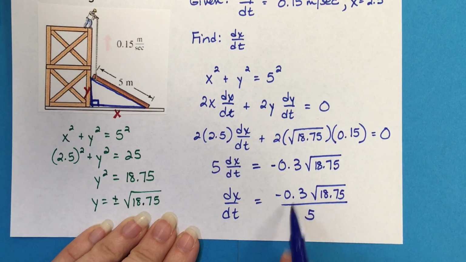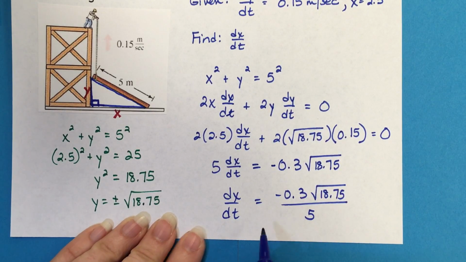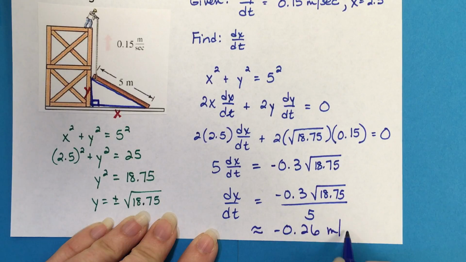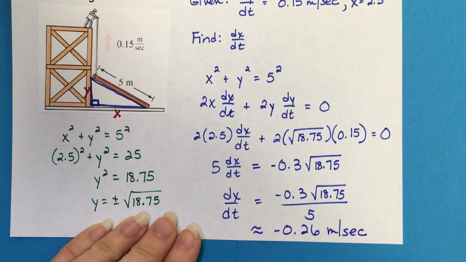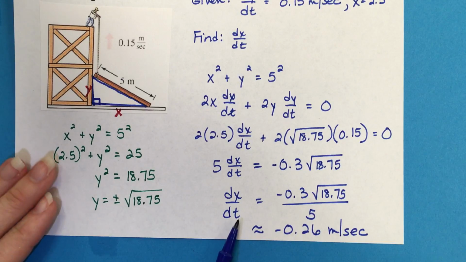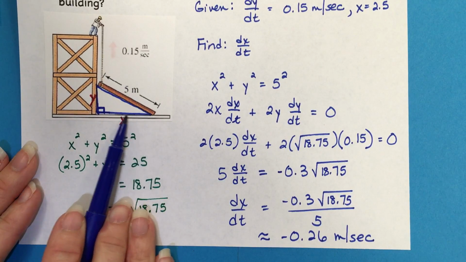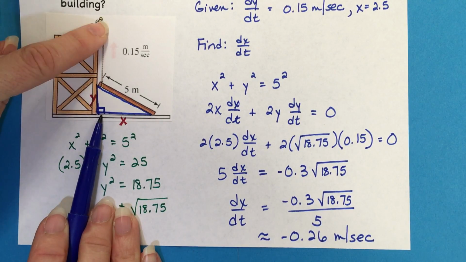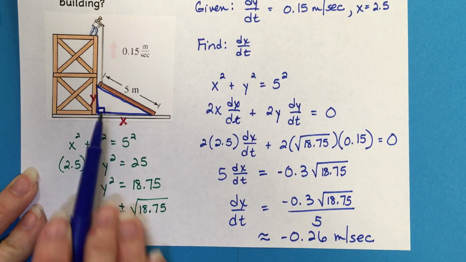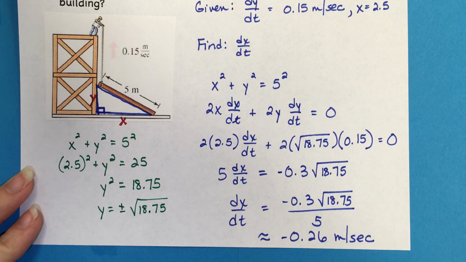Now just put this in your calculator and round it off. So this would be approximately negative 0.26, and that would be meters per second. Now again, the fact that this one comes out to be negative, remember you're finding the rate of change of dx/dt, and since this end is being pulled up, this distance here is getting less, so it makes sense that that comes out to be negative.